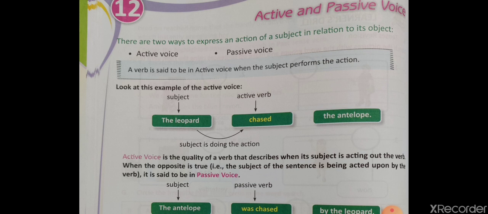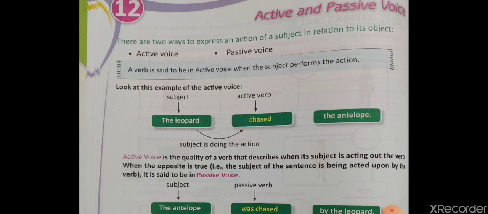First is active voice and second one is passive voice. In both of these voices, the meaning of the sentence is absolutely the same, but the way of writing it is different. So in this chapter we will learn how we will write a sentence, if it is in active voice, how can we change it into passive voice, and if the sentence is in passive voice, how can we change it into active voice.